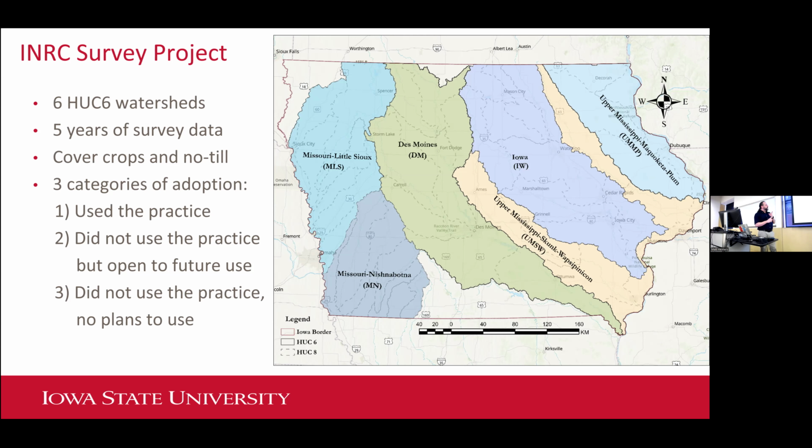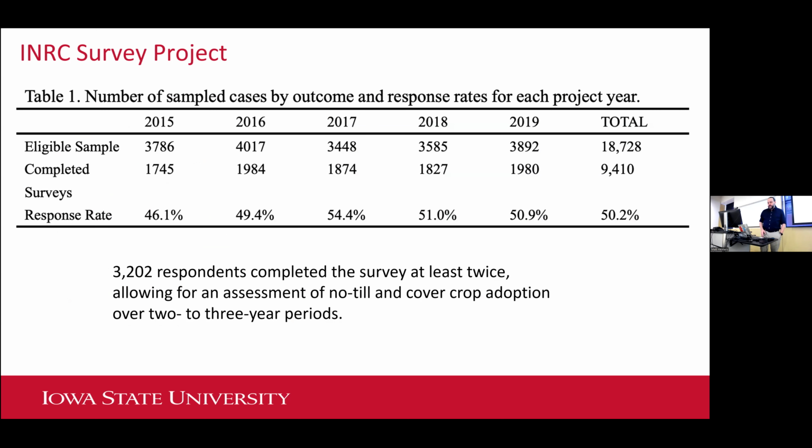So did the farmer use the practice? Did they not use the practice and have no plans to use it? Or did they not use the practice, but they're open to future use? That second category there is really looking at openness or intention. So we're recognizing that farmers don't think in the binary. There's a stage there where they are initially open to the use of a practice, and that's important to measure. We got really good response rates on the 5 different years of the survey. And importantly, 3,200 respondents completed the survey at least twice, which allowed for an assessment of no-till and cover crop adoption over 2 to 3 year periods.